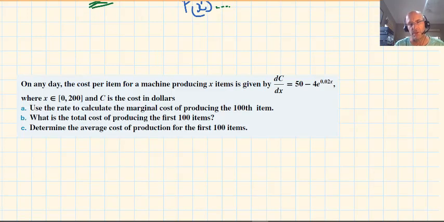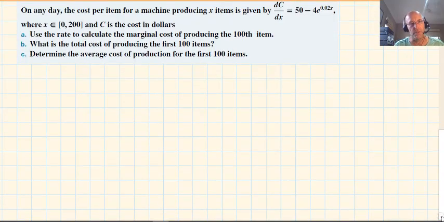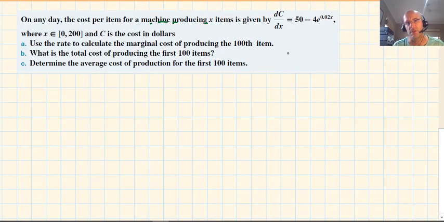Okay, so we have an example here, and we can see that on any day the cost per item for a machine producing x items is given by the equation dC/dx equals 50 minus 4e^(0.02x), and we have restricted domain 0 to 200 items. Of course we're talking dollars. In part A, we use the rate to calculate the marginal cost of producing the 100th item. So it's simply an application of the given marginal cost function shown.